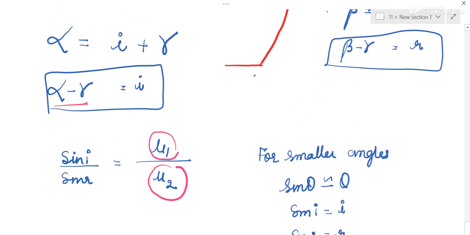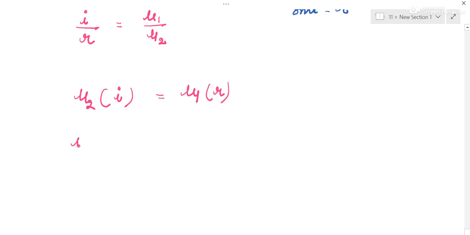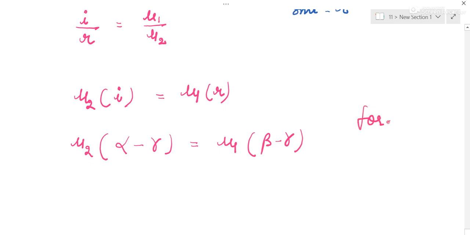i is alpha minus gamma, r is beta minus gamma. So everything depends upon your ray diagram and how wisely you are picking the angles. Again, for small angles, what do we have? Tangent theta is approximately equal to theta. So we'll substitute.